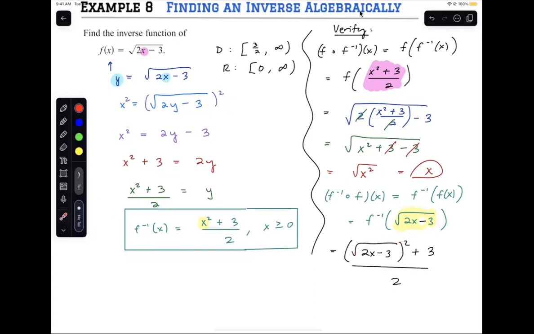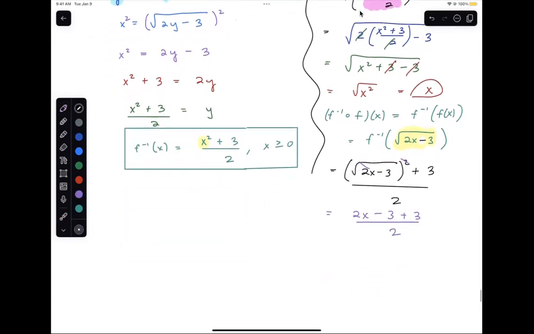The radical squared will cancel out. So I'm left with just the inside. So 2x minus 3 plus 3 over 2. Negative 3 and positive 3 cancel. So you get 2x over 2, which is just x. And that is the end of 1.6. And this is the end of chapter 1.